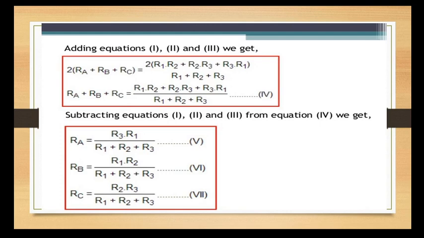I repeat, for delta to star transformation, the resistance of each arm of the star is given by the product of the resistances of the two delta sides that meet at its end divided by the sum of the three delta resistances. So that is the delta to star transformation.